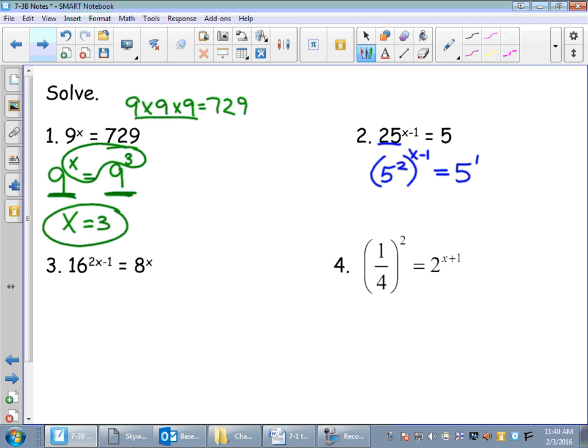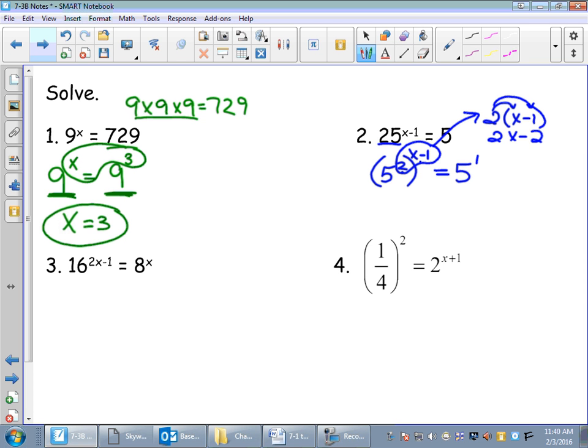So I have a power of 2 raised to a power of x minus 1. I have a power to a power. When you raise a power to a power, you multiply. So I'm just going to go off to the side of the page and clean that up. So I have 2 times x minus 1. I need to know what that equals. So if I distribute my 2 through, I get 2x minus 2.